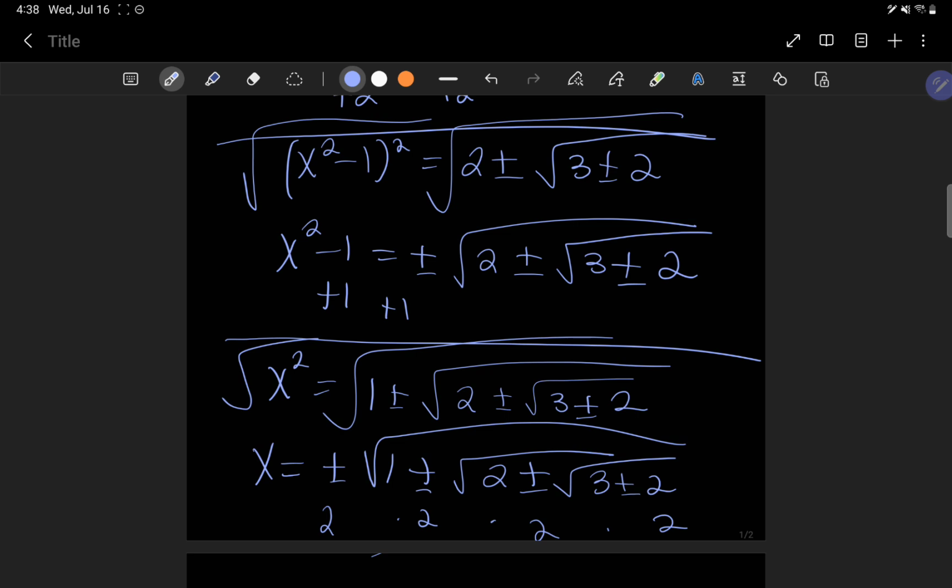Because on the inside here, 3 plus and minus 2, those are positive values. That's 5 and 1. So you have plus and minus root 5 plus root 1, which is just 1. And then you have 2 plus root 5, 2 minus root 5. Well, that 2 minus root 5 would produce a negative, but that would be one of your imaginary ones, right?